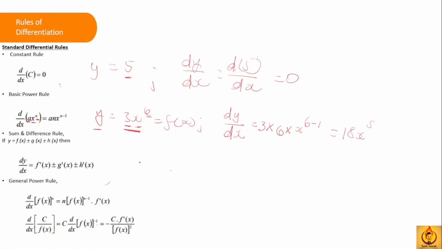Moving on to the other rule, the sum and difference rule. This rule states that if you add or subtract different functions, f of x plus or minus g of x plus or minus h of x, then the derivative of the function defined by that addition or subtraction will be the derivatives of each individual function that makes up the big function. In this case, the big function is y. The smaller functions are your f of x, g of x, h of x, right?